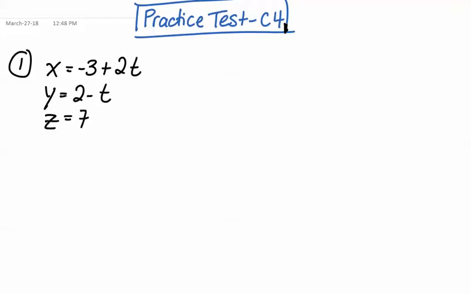So I'm writing the direction vector of the line. I know the direction vector is the things that are with the t, so all the coefficients with the t. So my direction vector for this line would be 2, this one would be a -1, and you notice this one does not have a t, so 0. That's the direction vector of the line.